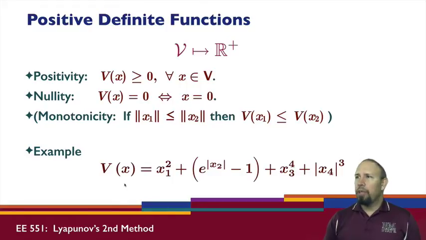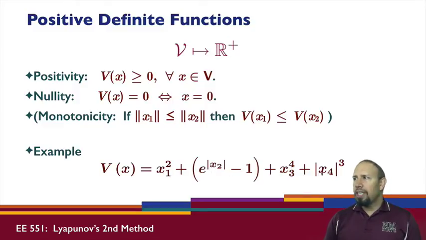So here's an example of a positive definite function. Notice that for every element of x, in this case an x in R4, 4 dimensions, each of these terms is non-negative. This one may not look obvious, but if you have an exponential function, e to the 0 is 1, and so we subtract 1, we still get something non-negative.